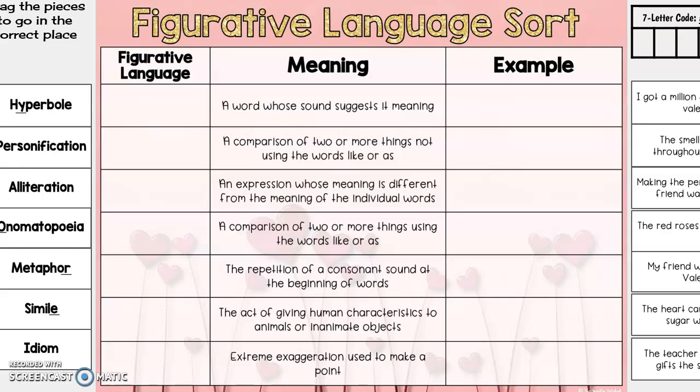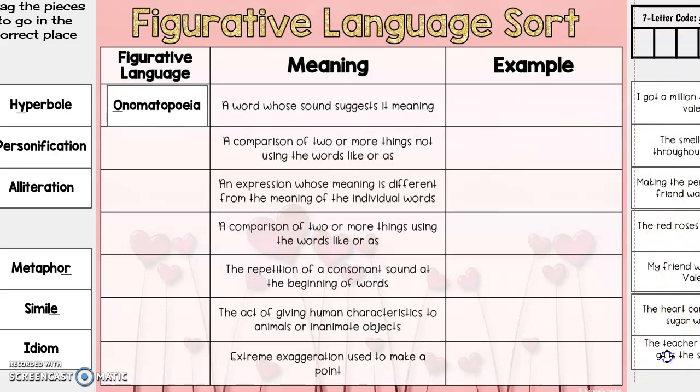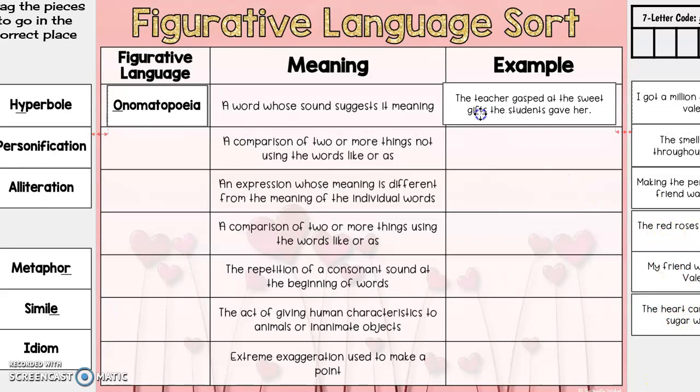So let's do, let's see, a word. I'm going to just start at the top. A word whose sound suggests its meaning. Well, I know that's onomatopoeia, so I'm going to drag that up, and then I'm going to look over on the right for my example of onomatopoeia. And I believe it's this one where the teacher gasped, because we have that sound of her gasping.